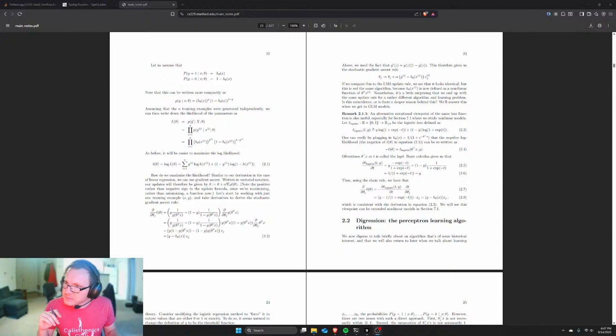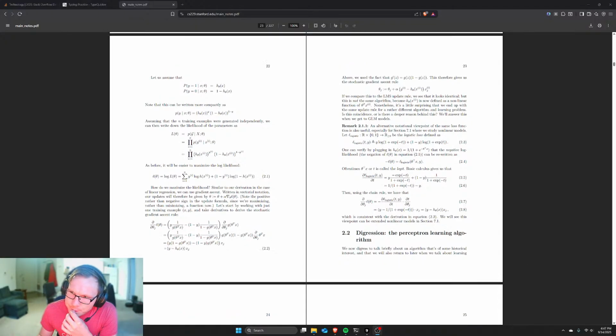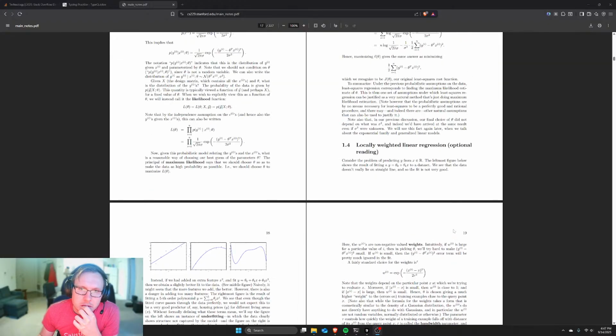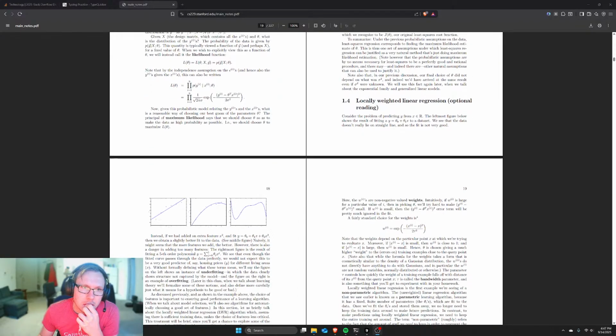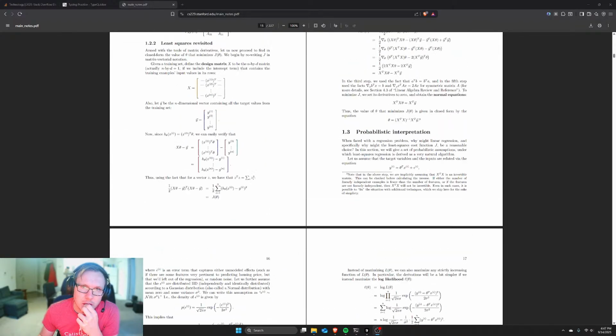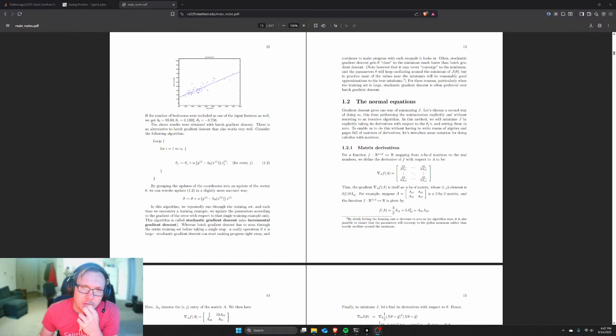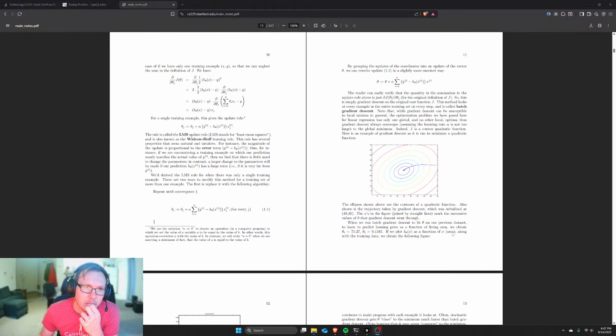So, I'm gonna do some more ML stuff. Something interesting I want to explore is the updating algorithm that we came up with.